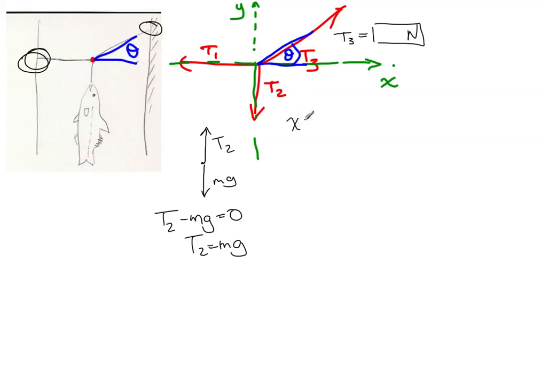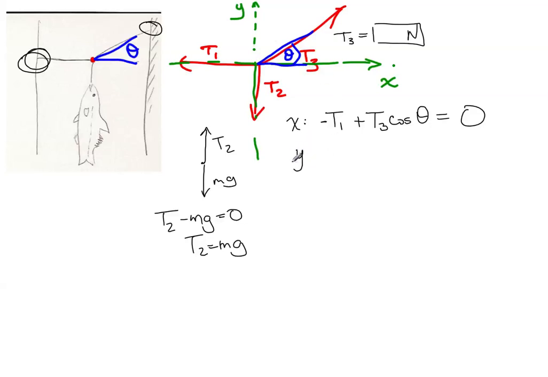In the x direction, I have my one horizontal vector, T1, but it's negative. And then I have T3 cosine theta. Remember, you know what theta is. And this one's positive because it's to the right. And these have to add up to be 0 because this knot here is not moving.